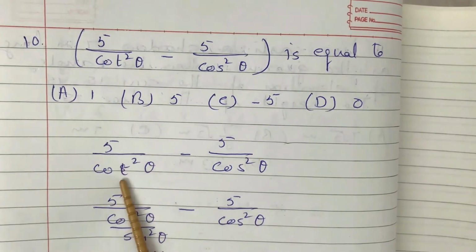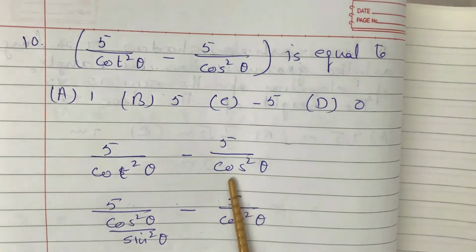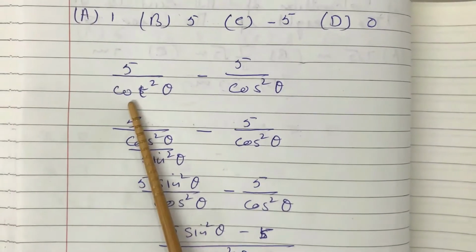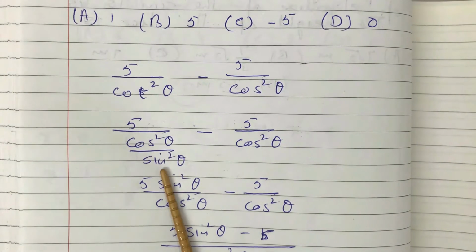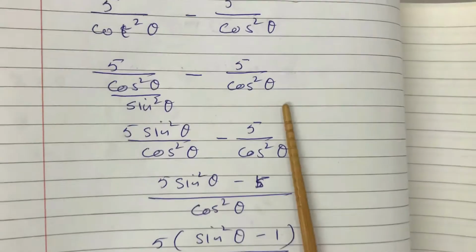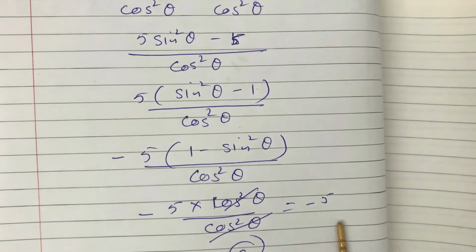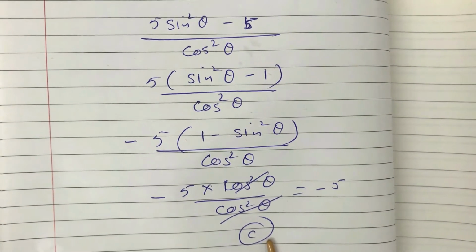Now 5 upon cos square theta minus 5 upon cos square theta. Change cot theta as cos theta by sin theta, and keep on solving this. This is equal to minus 5. So C is the option.